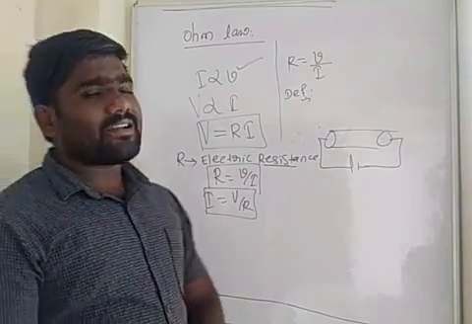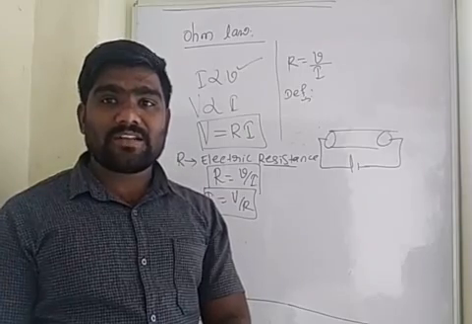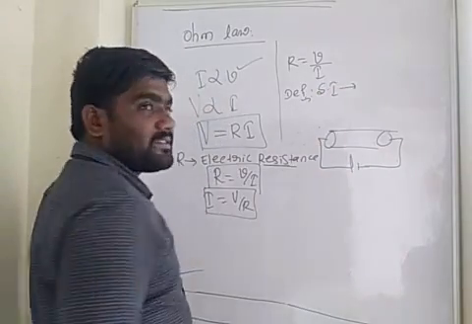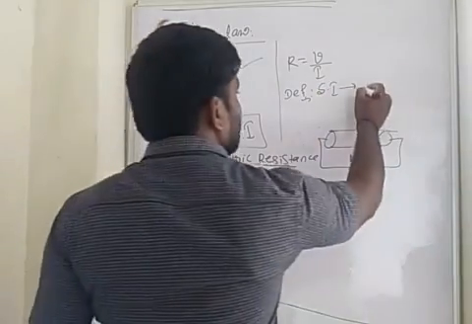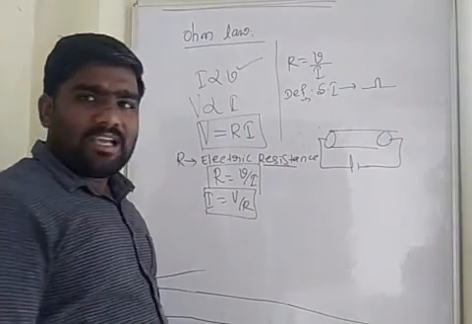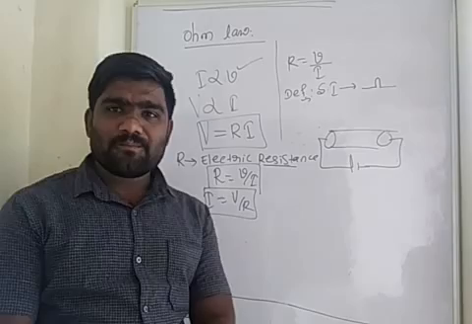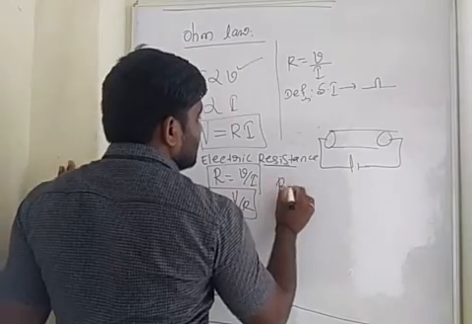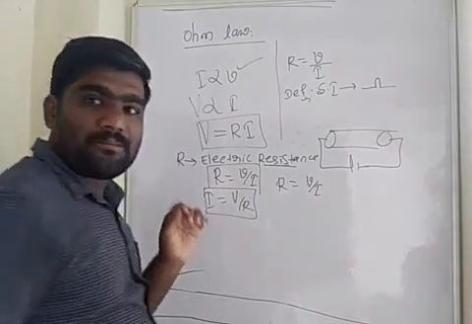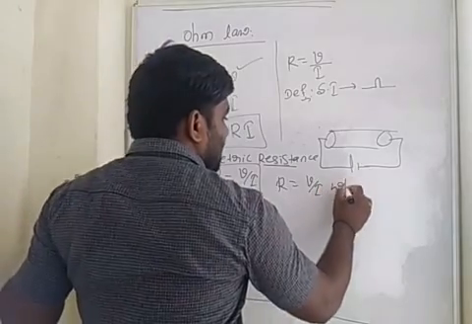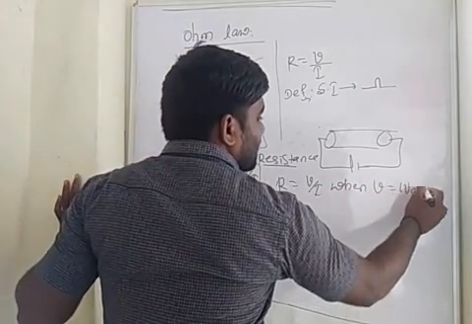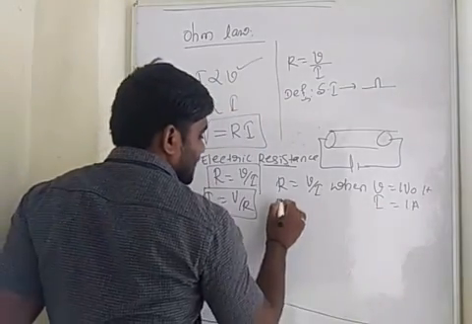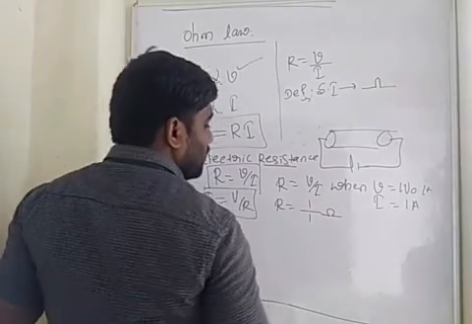What is the SI unit of electric resistance? The SI unit of electric resistance is your ohm. So when is resistance 1 ohm? See here, R is equal to V by I is our formula. When V is equal to 1 volt, then I is equal to 1 ampere, then R is equal to 1 divided by 1, that is 1 ohm.